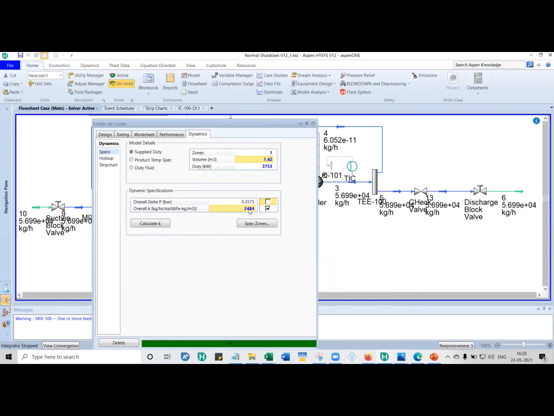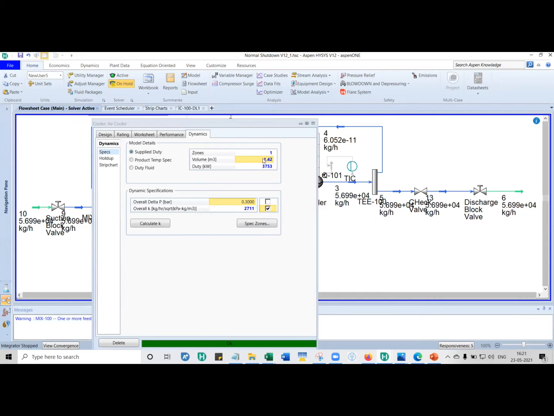So for the cooler, you have to put the K value and the volumes as well. You can compute the K value based on a heat and material balance you're doing. Let's say you put 0.330, and it will automatically calculate the K value. After that, you switch it to dynamic. If the flow rate increases, this 0.3 can become higher, 0.32. Or in case the flow rate decreases, the pressure drop will also come down from 0.3 to 0.29 or 0.28, like that.